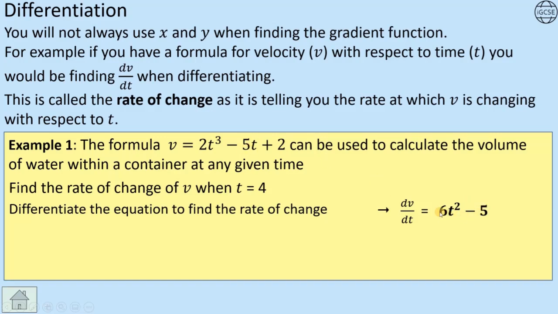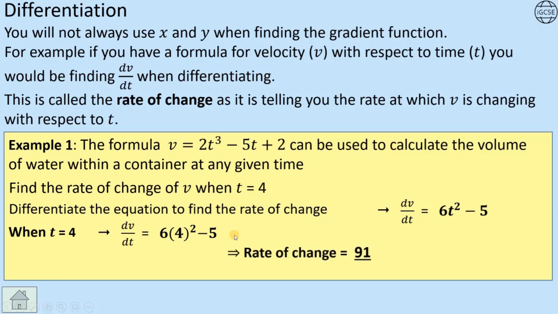All right, so that is our rate of change at any particular point, but we want to find what it is when t equals 4, so we're just going to substitute that value in. So when t equals 4, substitute in 6 times 4 squared minus 5, which is going to give us 91. All right, and that is our rate of change.